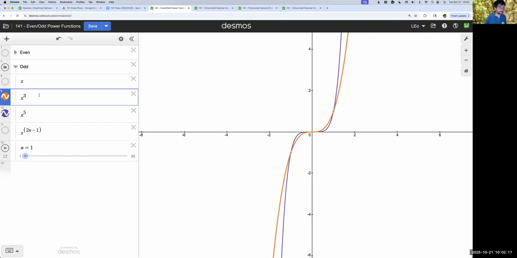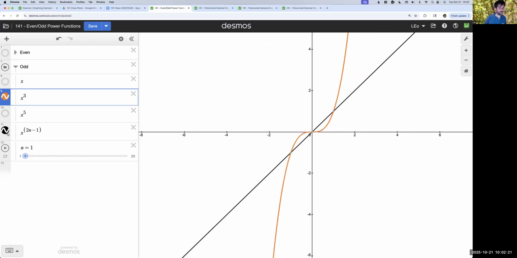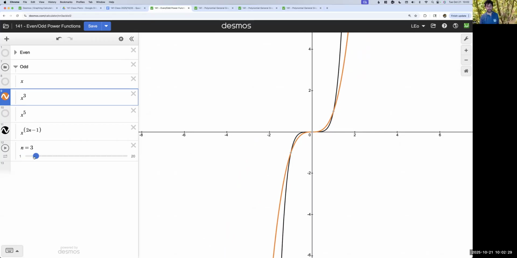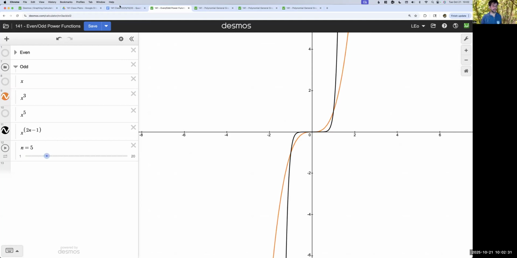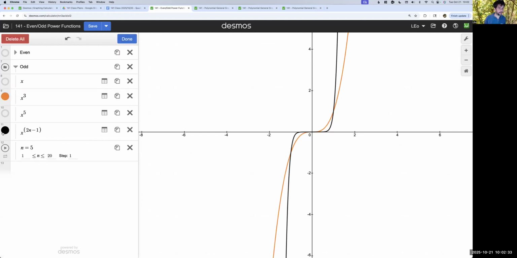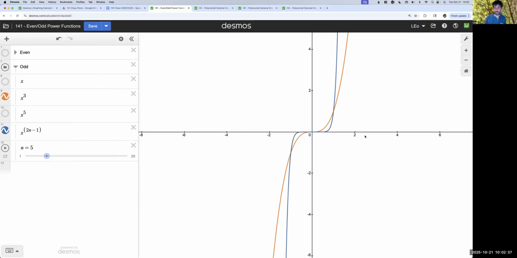And then let's do the same game. Let's scroll up through some powers. So we're starting at x here, and now there's our cubic, and then let's make it a color other than black so it doesn't disappear into that. Let's try blue. Right, as I scroll up, we're getting flatter and flatter and flatter, right?